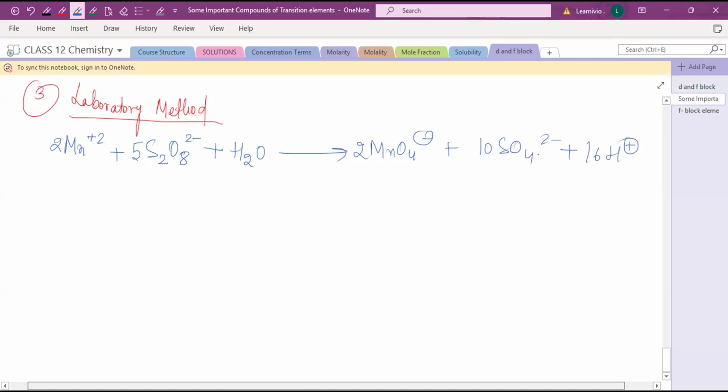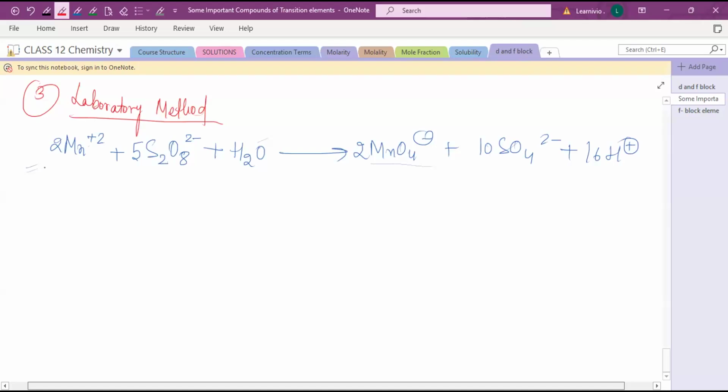So that's the reaction. It's again a redox reaction. That's a laboratory method. Just learn this reaction. So Mn2 plus, manganese which is in +2 oxidation state, when it combines with S2O8 2 minus in the presence of water, it will be converted into the permanganate ion. And the byproducts are 10SO4 2 minus and 16H plus, from H2SO4 or any acid; you can write HCl. So that's the laboratory method.